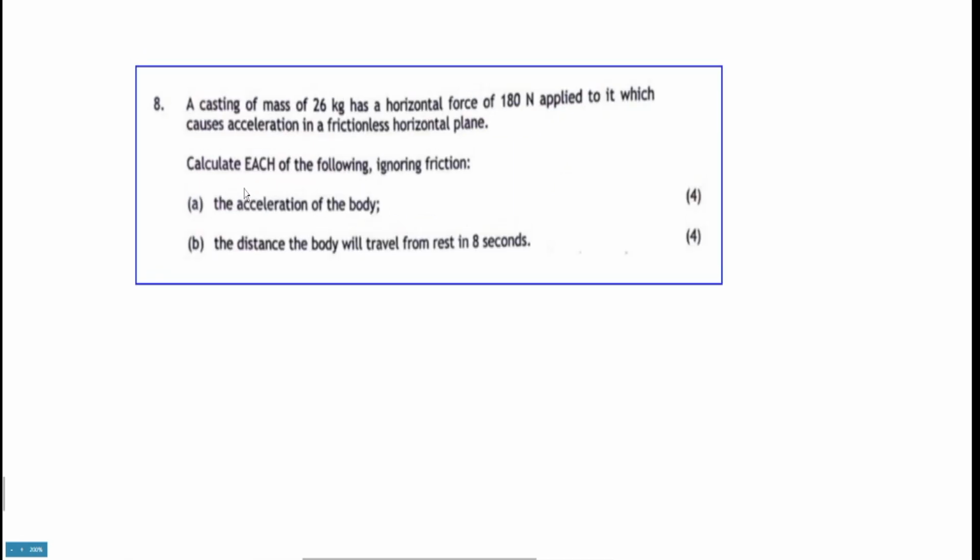Okay, let's look at number 8. A casting of mass 26 kg has a horizontal force applied to it and causes acceleration on a frictionless plane. Frictionless plane, it's all horizontal, so it's pretty easy. Let's draw a picture of it first of all. So we're talking about a body, it's basically a box, and it's 26 kg, and then we're going to be pushing this thing with 180 newtons for the force.